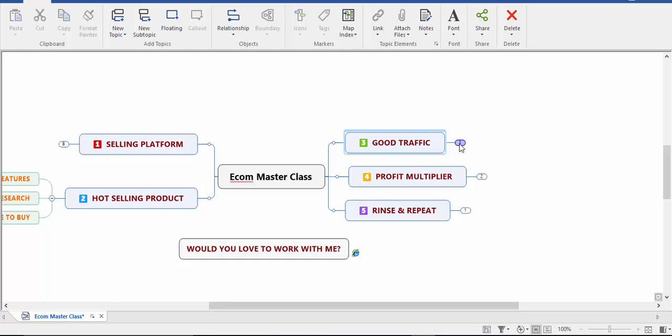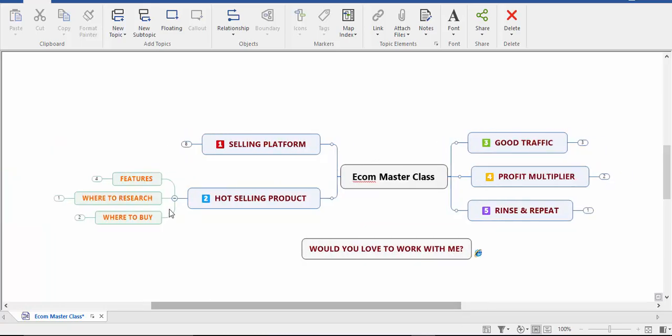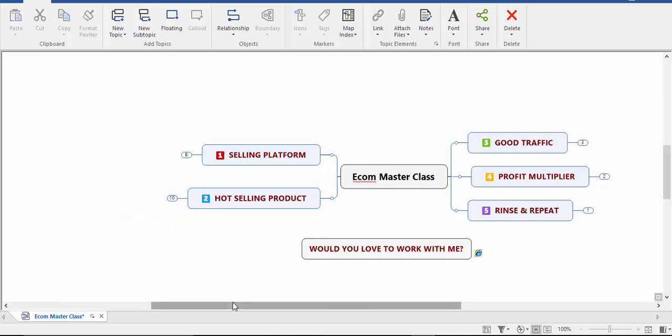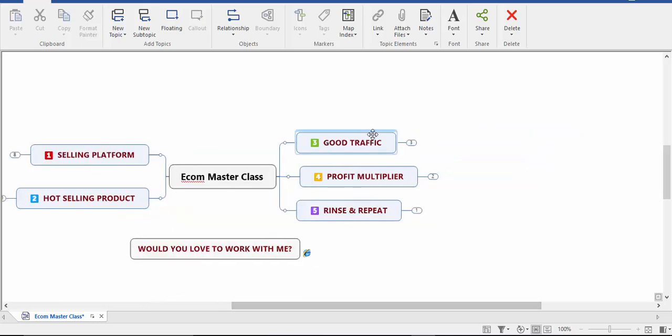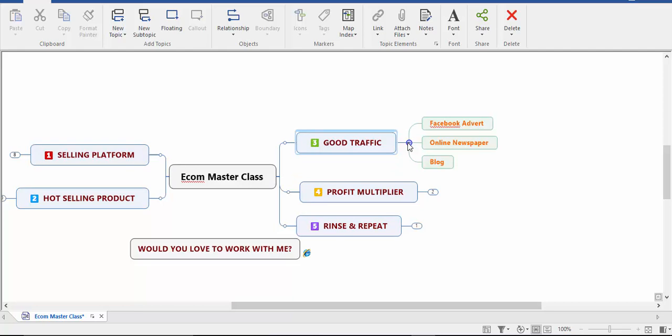You have your platform where you want to sell. You have your product in place. Buyers can just come and start demanding your product. You need a very good traffic. You need to push your product.